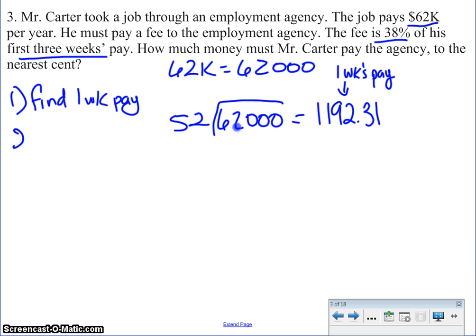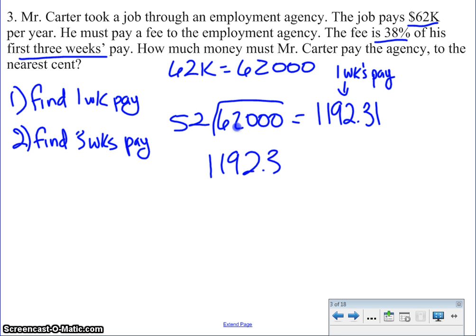Second step, I need to find 3 weeks' pay. So now that I have 1 week, I'm just going to take that value, $1,192.31, and multiply it by 3. And when I do that, I get $3,576.92. So make sure that you are doing this in the calculator so that you're familiar with it.